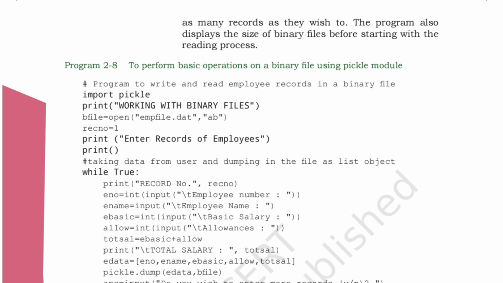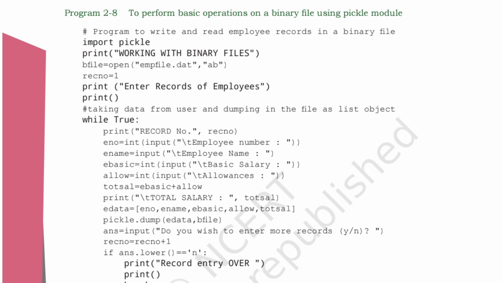So over here we use while True, print record number, then ENO, taken with int input. Again we take name, employee basic, and allowances, then total salary, that is E basic plus allowances. Then we print the total salary. Then E data holds E number, E name, E basic, allowances and total salary. Then we dump E data to the binary file, that is object to the binary stream.